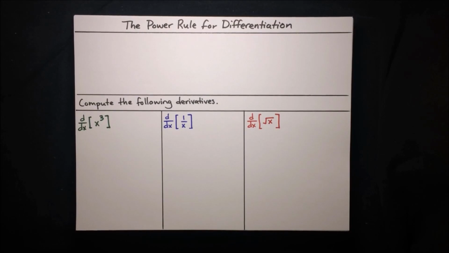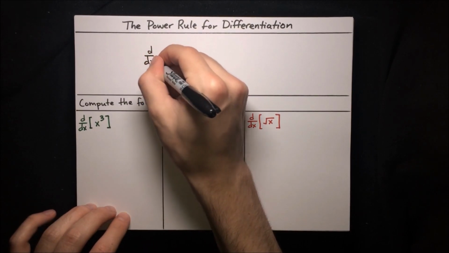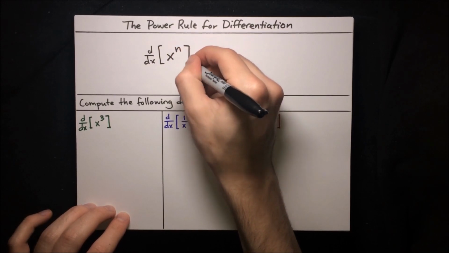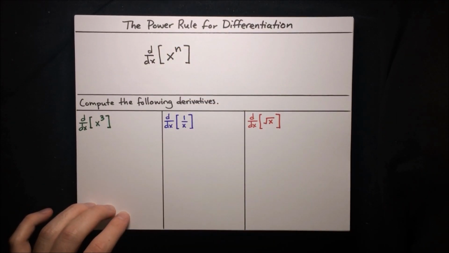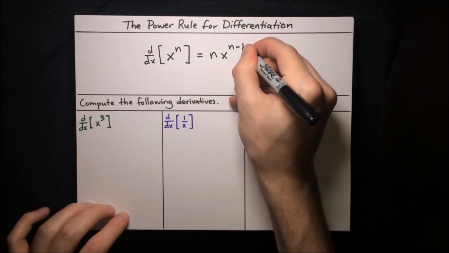In this video, we're going to learn about the power rule for differentiation. The power rule tells us how to differentiate an expression of the form x to the n, where n is any real number. It tells us that the derivative of this function, x to the n, comes out to n times x to the n minus 1 power.